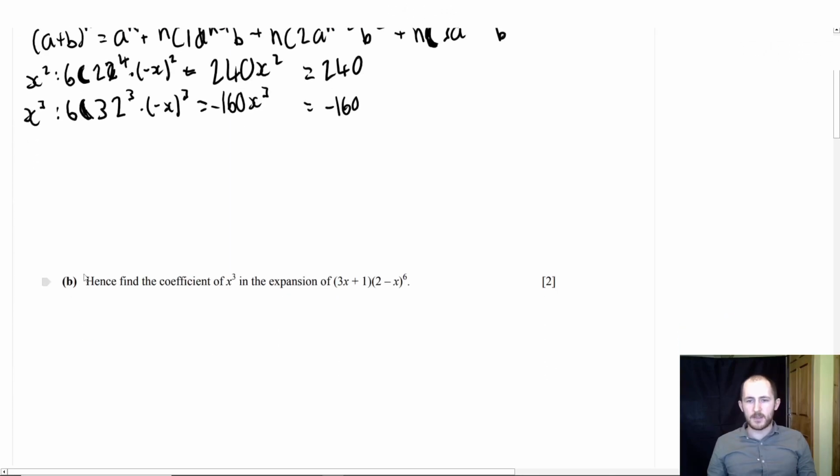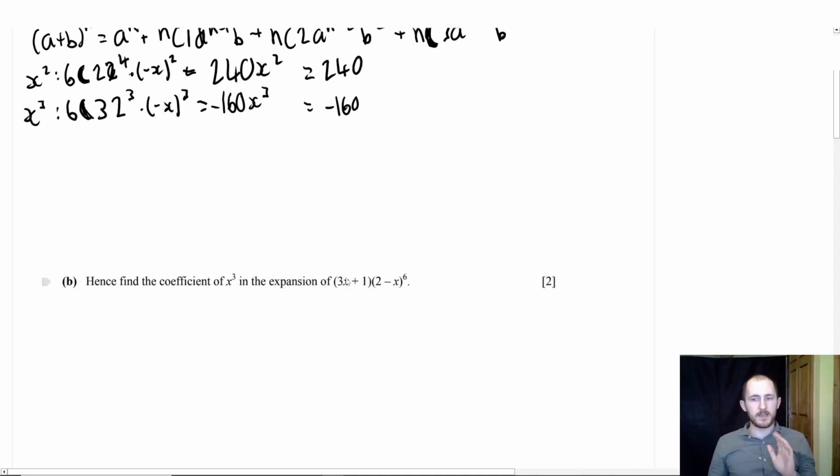And that there is 3 marks, which I think is pretty generous. Now it says hence. So if you remember what I've said in all of the other videos, whenever they use the word hence, it means you have to use part A. If you use part A, it makes your life 1,000 times easier. It says find the coefficient of x cubed in the expansion of (3x minus 1) times the bracket. Okay, so here's the tricky bit, and this is something you have to remember.